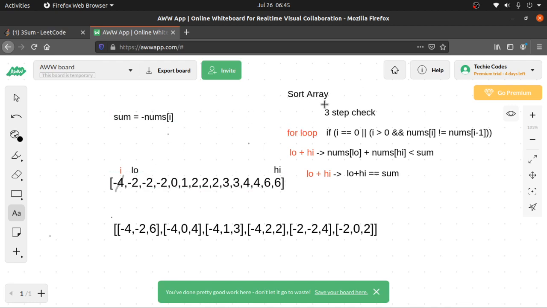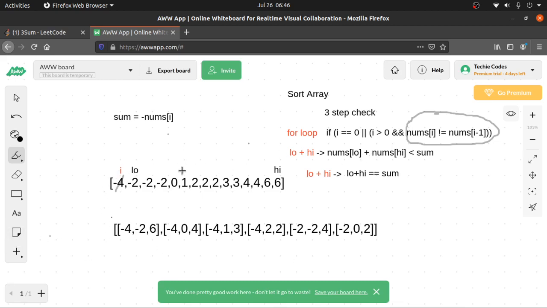So sum is minus nums of i. The very first thing we do is we sort the array. I will explain why we sort the array in a minute. Then we need to do a 3-step check. The very first check is if i is greater than 0, in this case here, or nums of i is not equal to nums of i minus 1. This is the reason why we are sorting the array. We need to be able to check nums of i and nums of i minus 1.